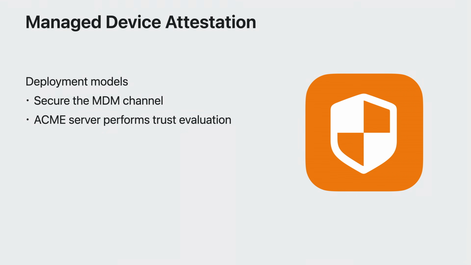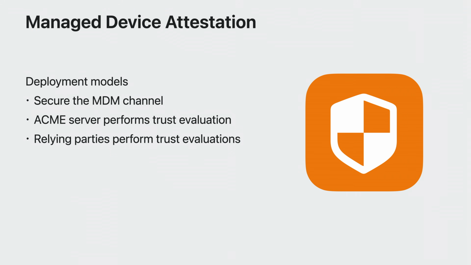The second model puts the most authority on the ACME server. The ACME server performs trust evaluation starting with properties attestation and decides whether to issue a certificate or not. The issued certificate can contain whatever your organization needs. Subsequent servers that the device connects to, also known as relying parties, don't need to perform any additional tasks.